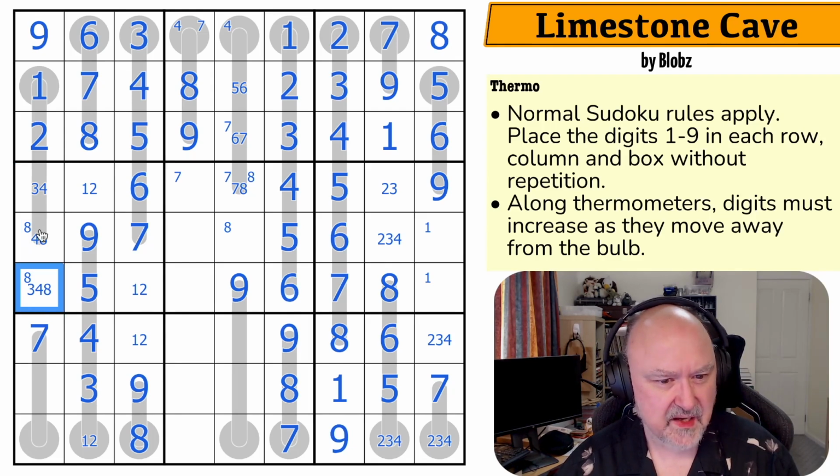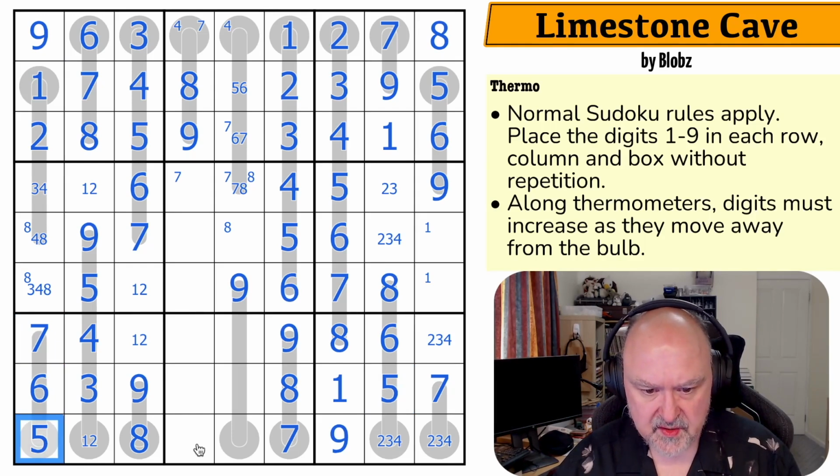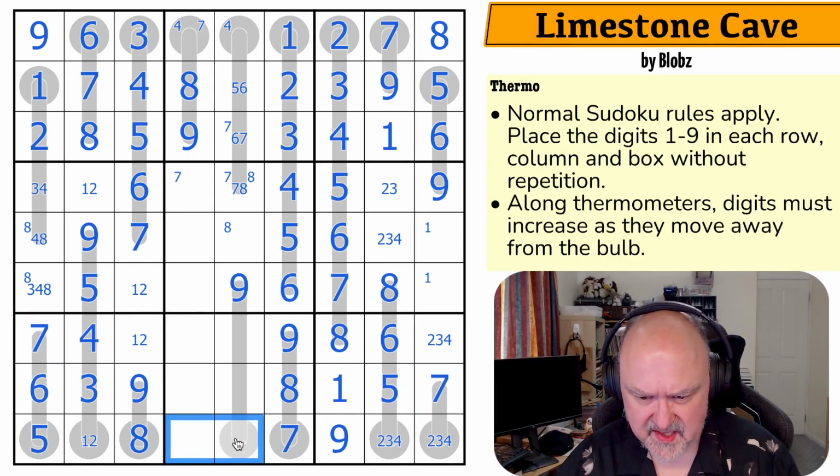That could be any of them, but the 3, 4, 8 tells me what these are. But 1, 2, 3, 4, 5, 6, 7, 8, 9. So these are 5 and 6. And I know the order for multiple reasons. First of all, they have to increase along the thermo. Second of all, I've got a 5 looking at them. So there is no 6 yet placed.